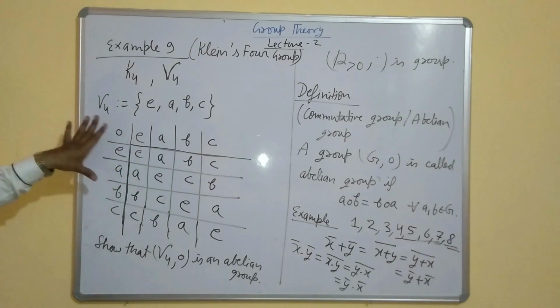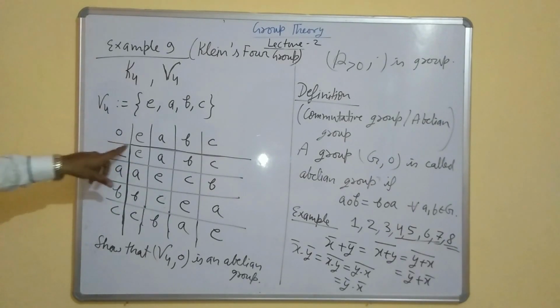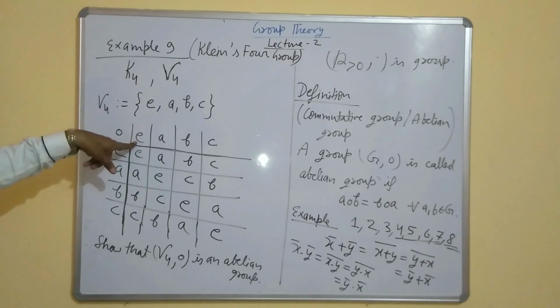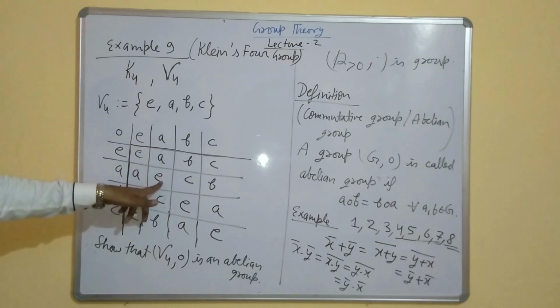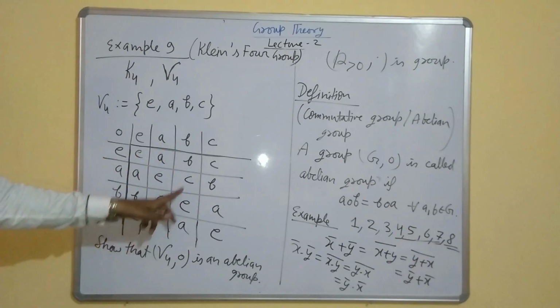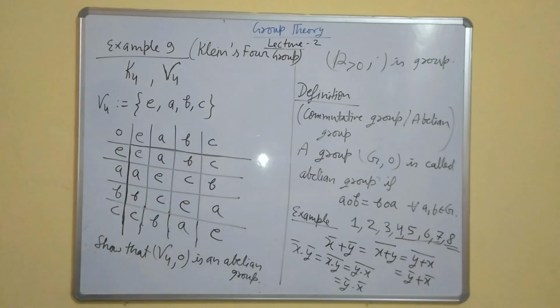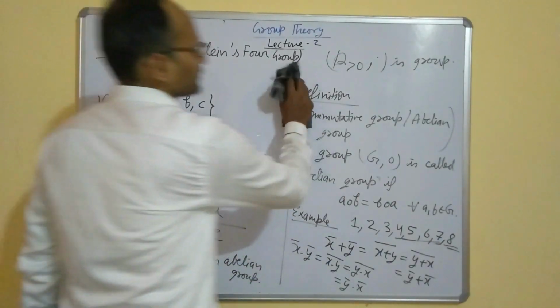It is quite easy to check the associativity. What will work as identity? E will be identity. And what are the inverses? A inverse is A, because A into A is identity. B inverse is B, and C inverse is C. So each element has an inverse. And this is again an example of an abelian group, called the Klein's 4 group.